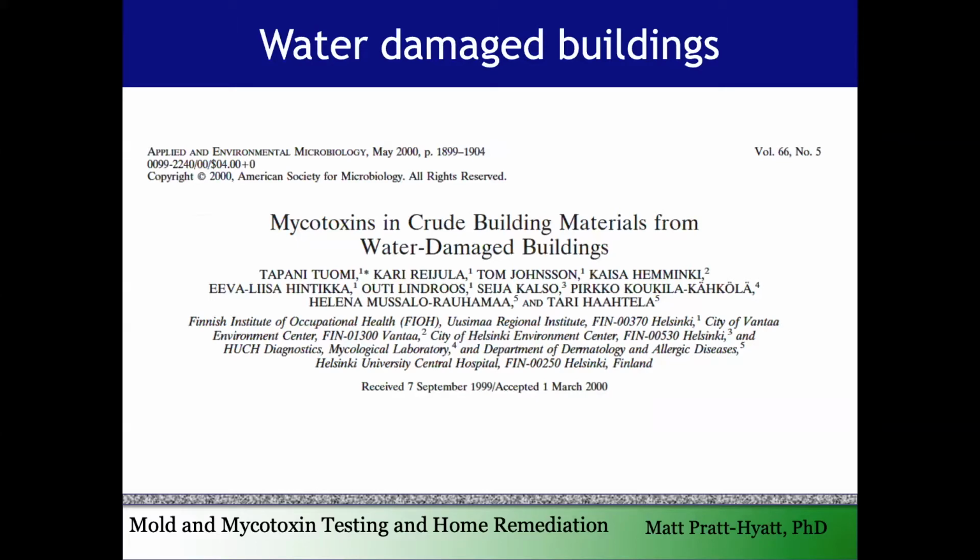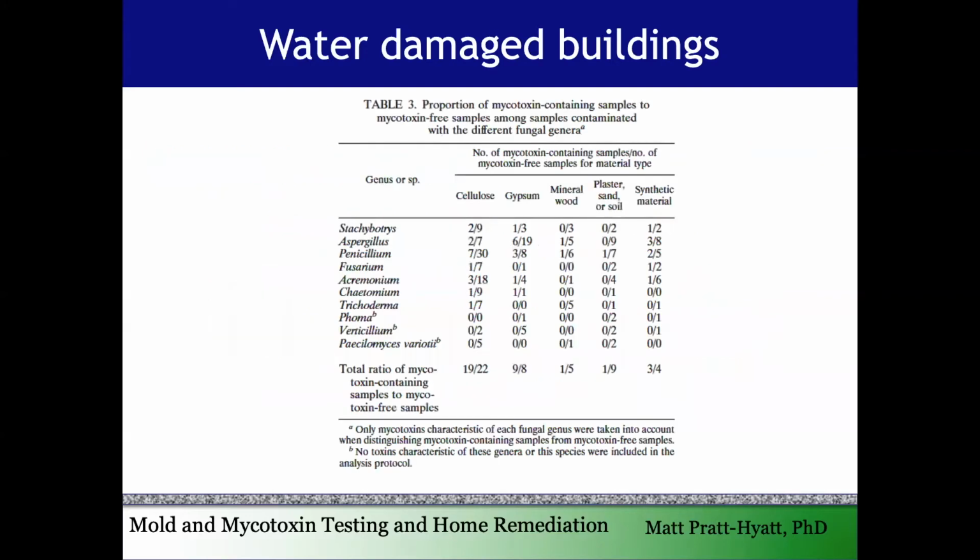So water damaged buildings. This is a paper from the year 2000, but it's still very relevant today. It's really showing that water damaged buildings can have a lot of different mycotoxins form in them, and a lot of different species of mold can form in water damaged buildings. But this paper really shows that it's maybe the changes in building material that's leading to more mold exposure than we used to have.